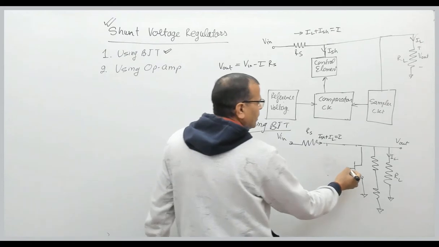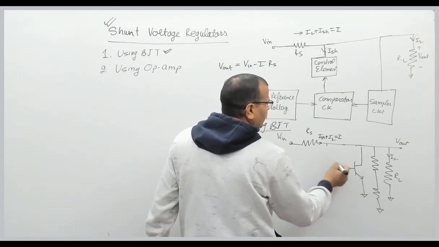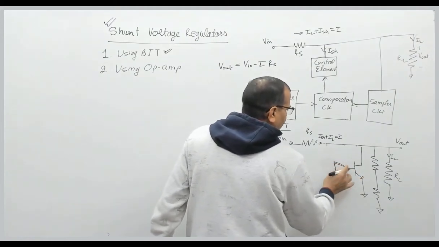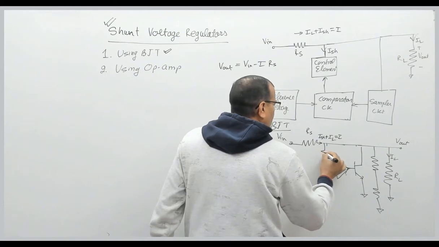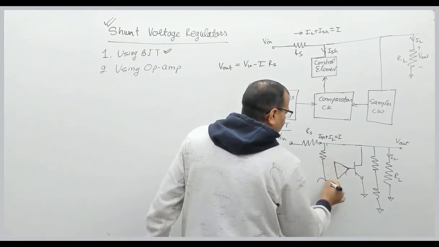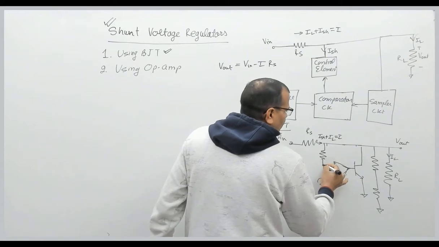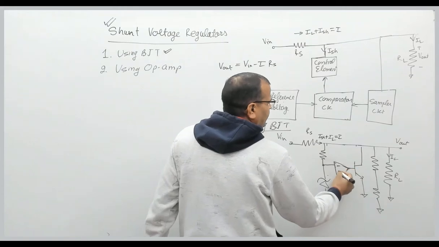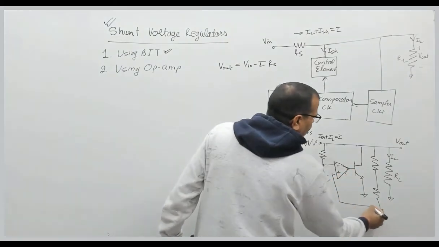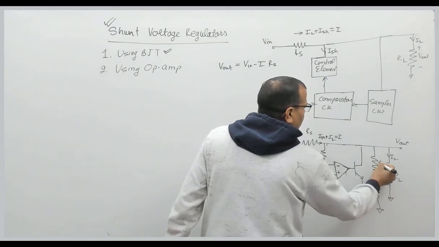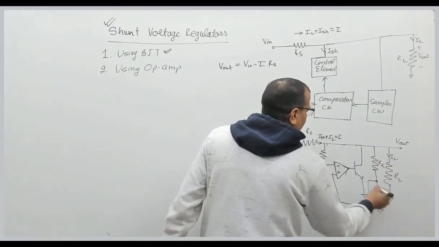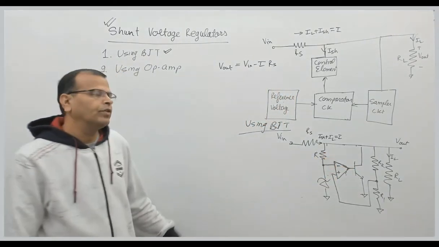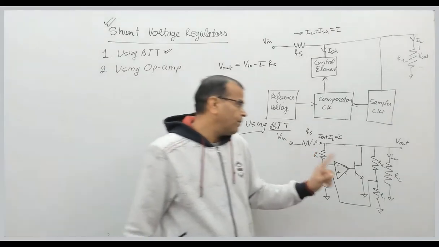The BJT remains connected in shunt. The only thing is the feedback mechanism is taken through a potential divider network. We have a resistance here, we have a Zener diode here. This terminal is connected at the inverting terminal of the op-amp, and the non-inverting terminal is connected at the junction here. This is R2, this is R1. This is the circuit of the shunt voltage regulator using op-amp.